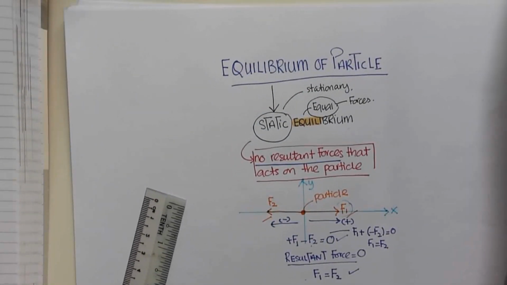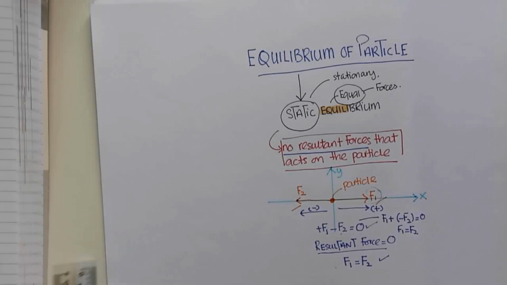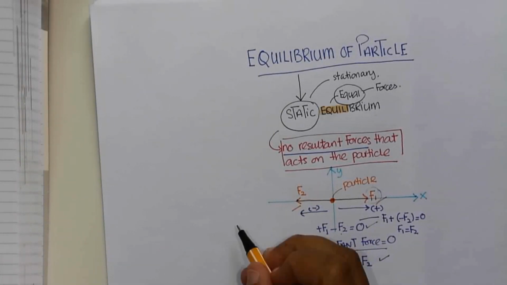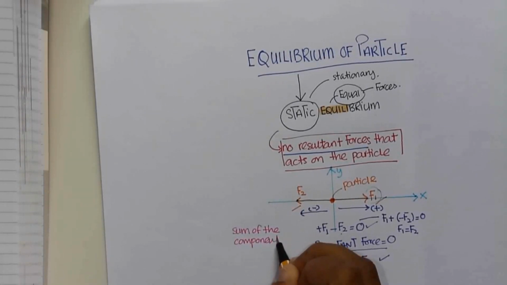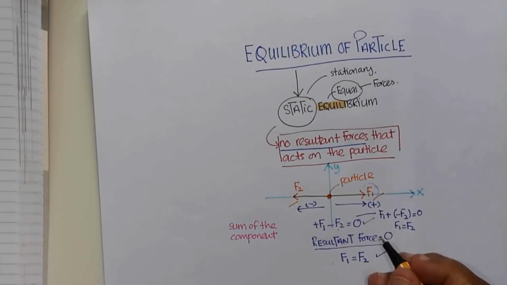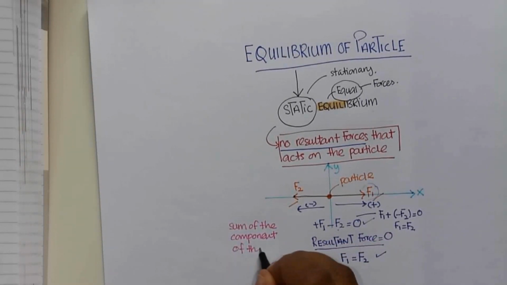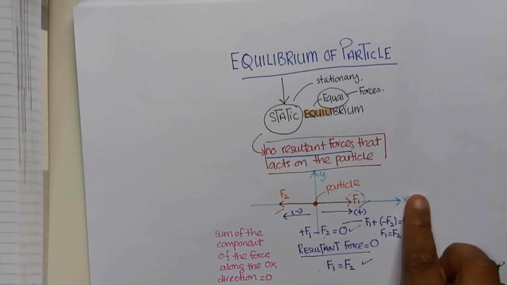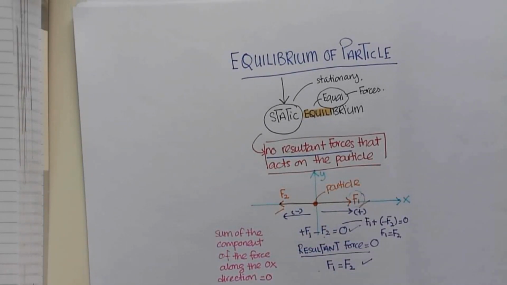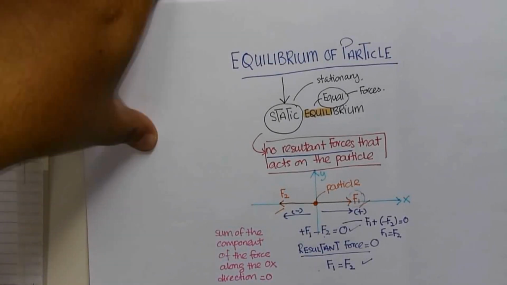So I can make a conclusion also that the sum of the components of the forces along the OX direction is equal to 0 because it's only OX. There is no force in the Y. Okay, so let's look at another example.